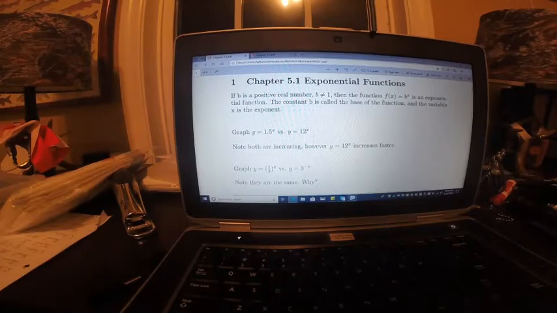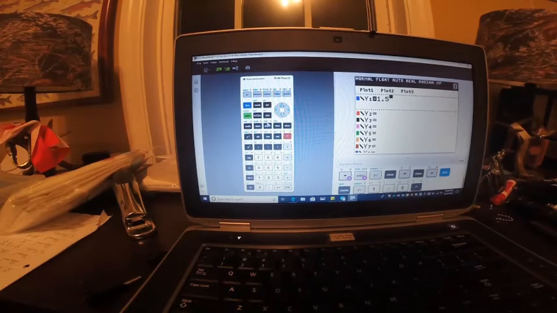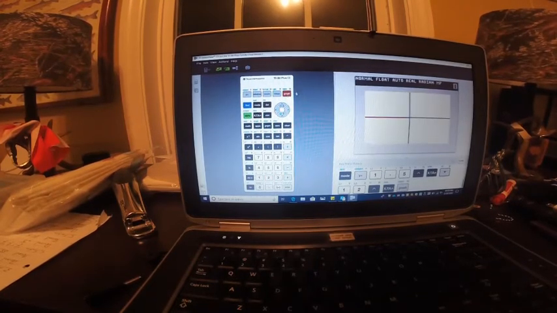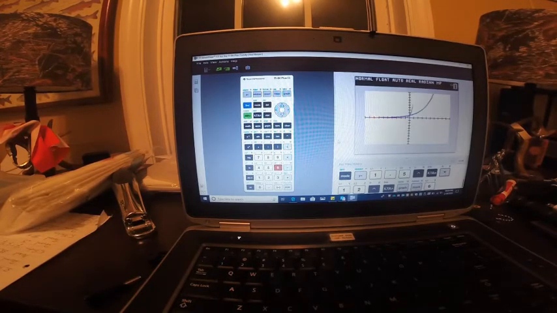Okay? So if we come over here to our TI, we're going to graph 1.5 raised to the x, and we're going to graph 12 raised to the x as well. So if we graph both of those, we need to adjust our window. I'm going to zoom standard because the window I had there was not very good. So if you'll notice, blue is the first one. That's 1.5 raised to the x. This is the 12 raised to the x here for the red one.